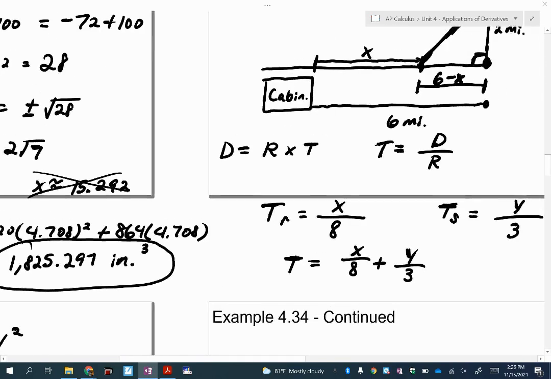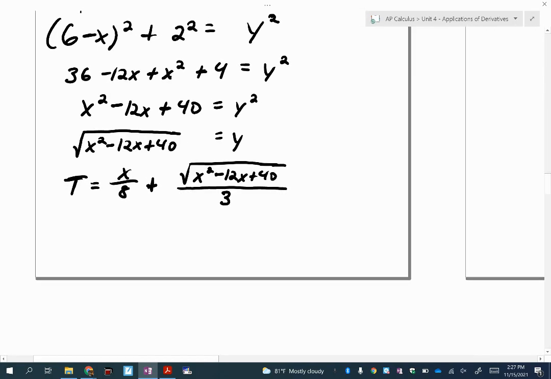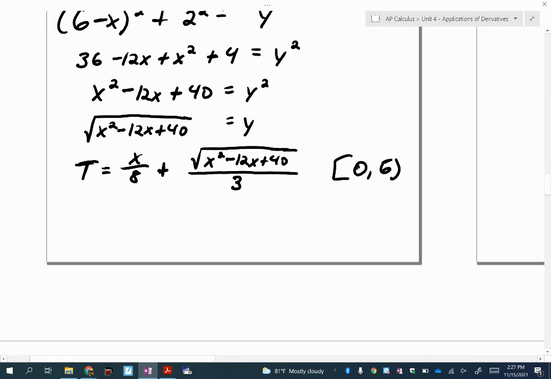So when I look at my drawing, you'll notice that the total distance in terms of x, that's for how far the visitor is running, cannot be more than 6 miles. So I'm looking for values between 0 and 6. So over the interval between 0 and 6, I'm going to plug in t of 0 and plug in t of 6. I'm actually going to use decimals to help me here because there's a lot of pieces going on. And then I'll use that last slide to find my critical points.